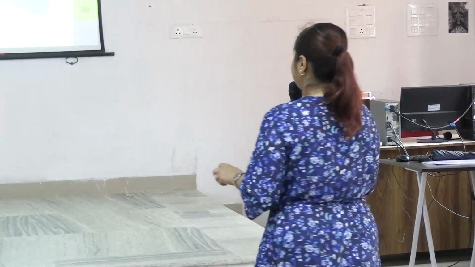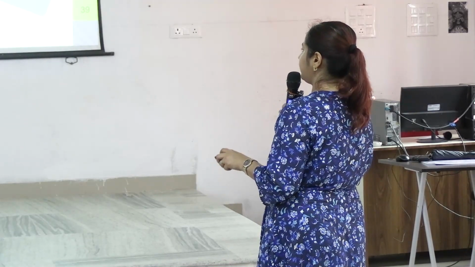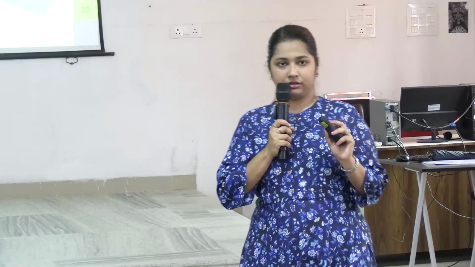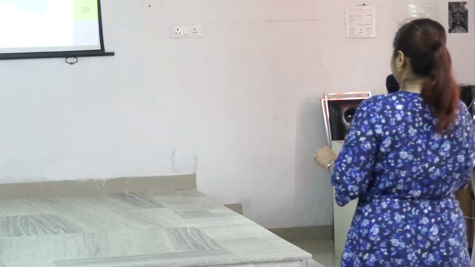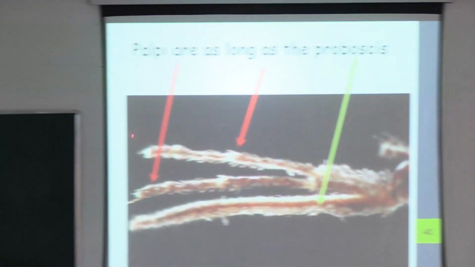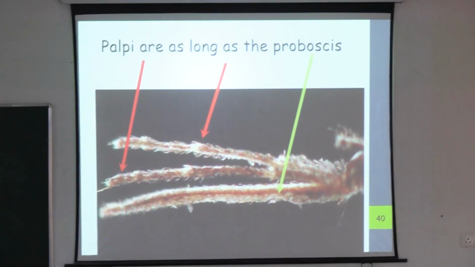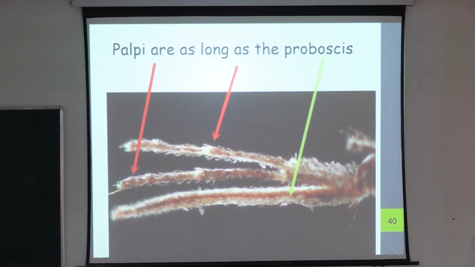Okay. Number 2, it has spotted wings, it makes no buzzing sound, it is inclined at an angle of around 45 degrees to the surface, and it causes malaria. In India, Anopheles causes malaria. Okay. And since it rests at a 45 degree angle to the body, the palpi are as long as the proboscis, in females also.